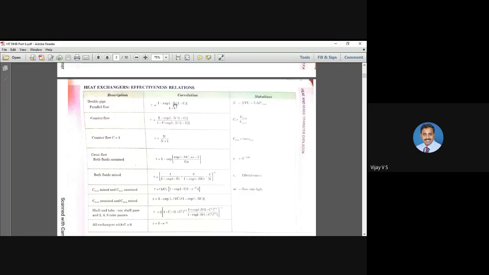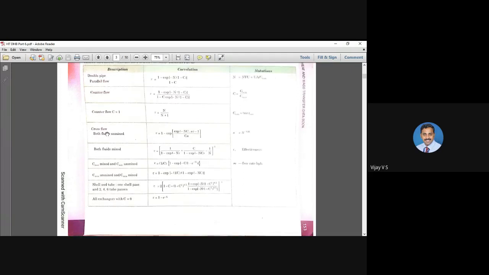Okay, we have used NTU, they are using n as the notation. For counter flow also we have derived. Other than parallel and counter flow, here we have all the formulas. Okay, what about counter flow when C is equal to 1? Then the formula will be this one, n by n plus 1.